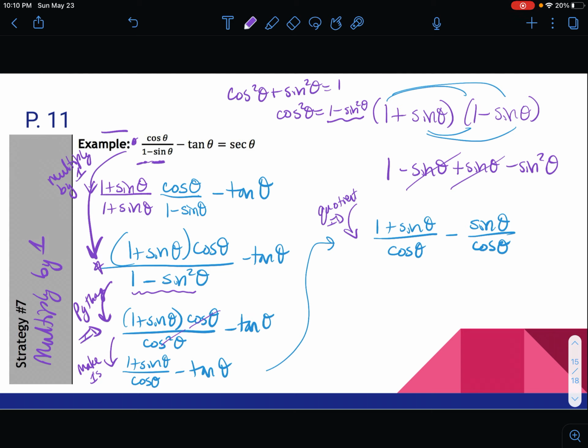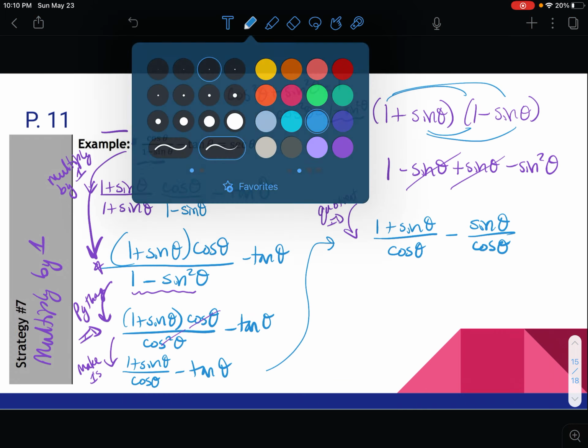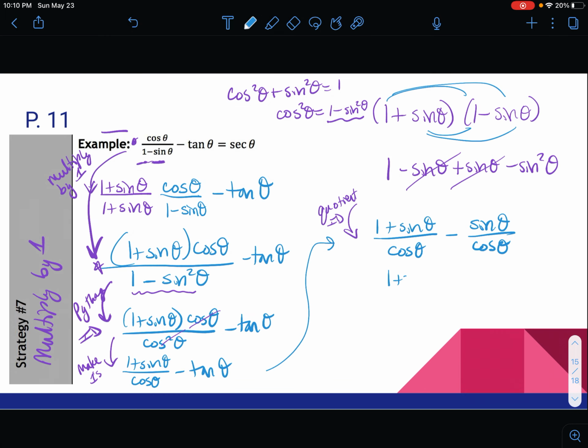Now I can actually combine those two fractions. So let's go ahead and do that. 1 plus sine theta minus sine theta all over cosine theta. So we really can just say we subtracted, right? And we were able to combine the fractions. So subtract.